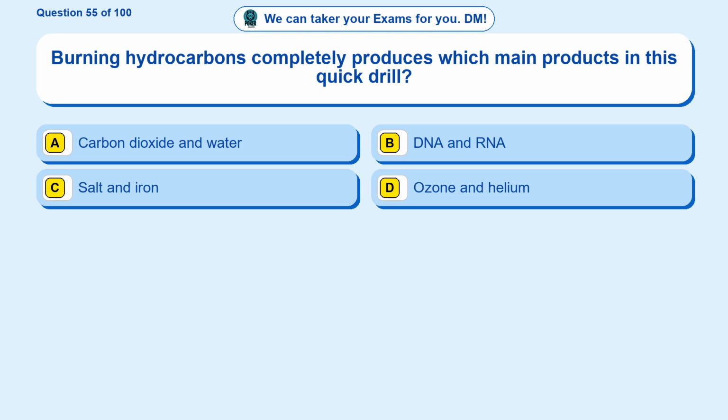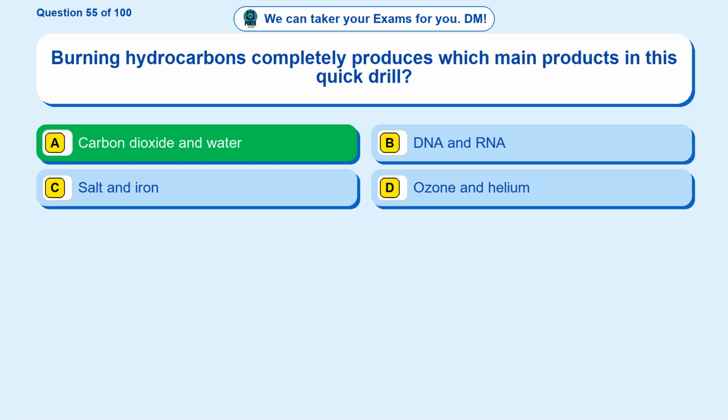Question 55. Burning hydrocarbons completely produces which main products in this quick drill? Option A, carbon dioxide and water. Option B, DNA and RNA. Option C, salt and iron. Option D, ozone and helium.